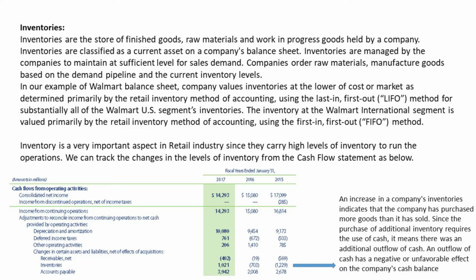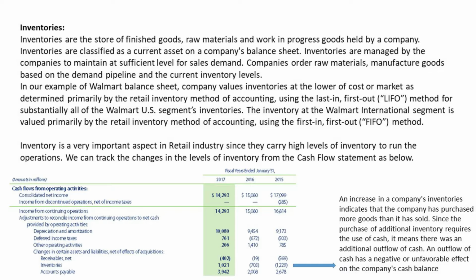In this case, we spoke about the receivables, inventories, and accounts payable, and for all three you could see the value in the fiscal years ended Jan 31, 2017, 2016, and 2015. Now you could see the inventory levels at a positive approximately $1 billion in 2017, whereas it's a negative $703 million in 2016, and another $1.2 billion negative in 2015.